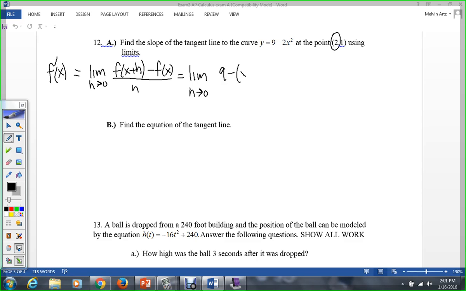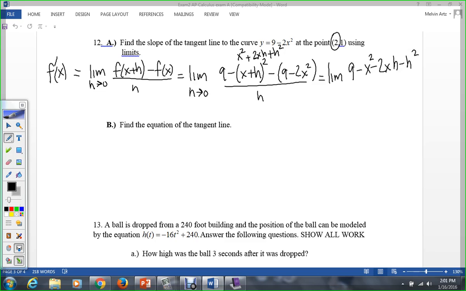So we would have the limit of 9 minus x plus h squared minus 9 minus 2x. I missed our x. And that would all be divided by h. And then if we expanded this out, and I don't have a lot of room for this one, so let's see if I can fit it in here. The limit of 9 minus, now this is just going to be x squared plus 2xh plus h squared. So it'd be minus x squared minus 2xh minus h squared. Then we'd have our minus 9 plus 2x squared. This is getting away from me here. All over h as h goes to 0.